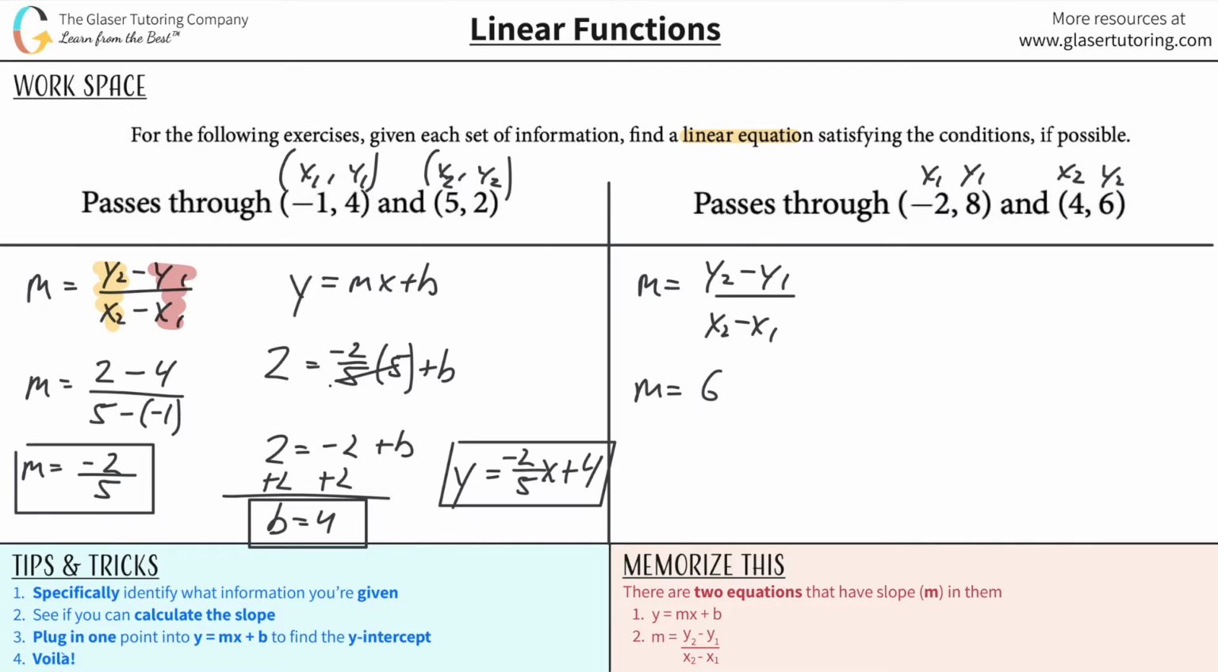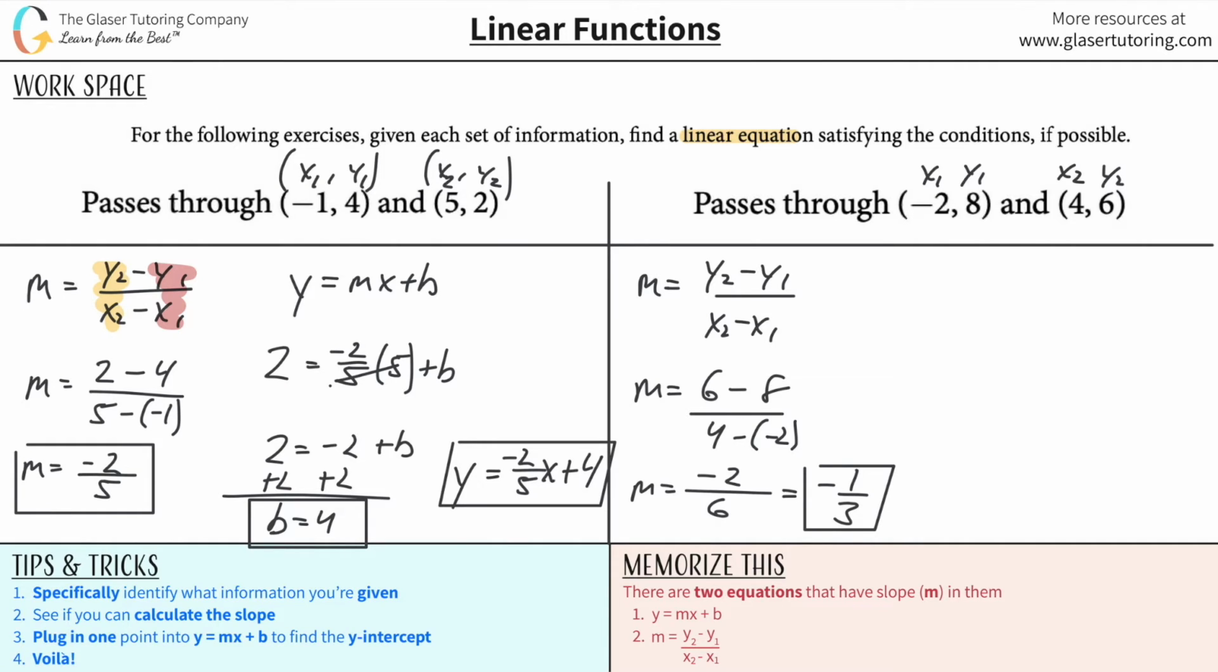So y2 is going to be 6. I defined it as 6. y1 is 8. Great. Oh, that rhymed. x2 is 4, and then x1 is going to be a negative 2. Please be careful with that double negative. So 6 minus 8 is going to be negative 2, and this double negative works out to be a positive, so that's going to be a 6. And this will reduce down to negative 1/3. Okay, that is the slope, ladies and gentlemen.